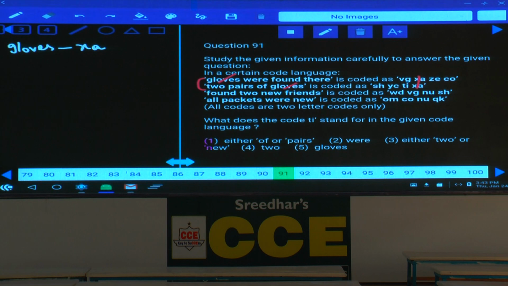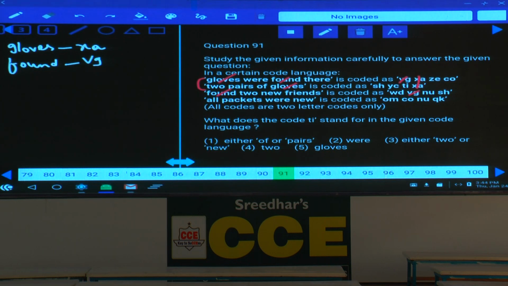Then compare the first one and the third one. If you compare the first and the third, were found there and found, which word is common between these two? Found is the word which is common between these two. As found is the word which is common between these two, VG, ZE, CO. Which element is common? The code VG is common, hence the code to the word found is VG.